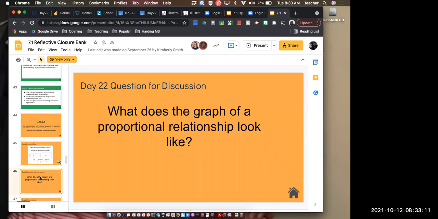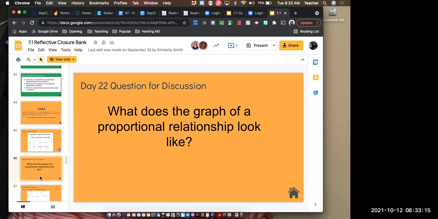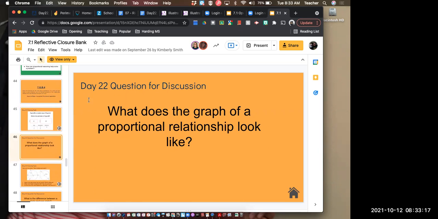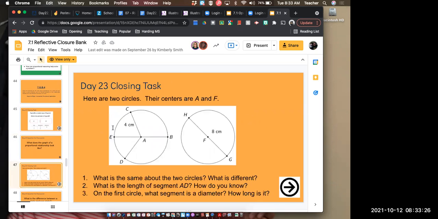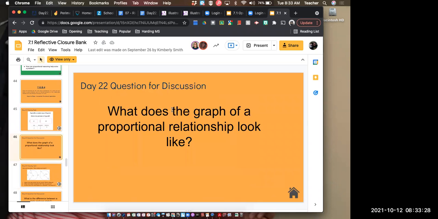All right. So what is the proportion? What does the graph of a proportional relationship look like? Again, it should look like a linear, either negative or positive, but going through the origin, and that is the extent of the activity today.